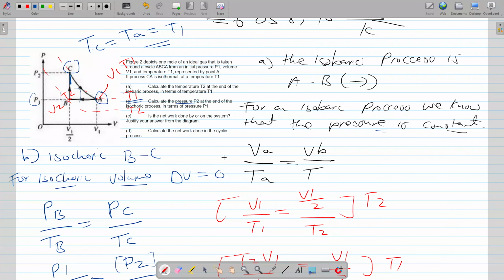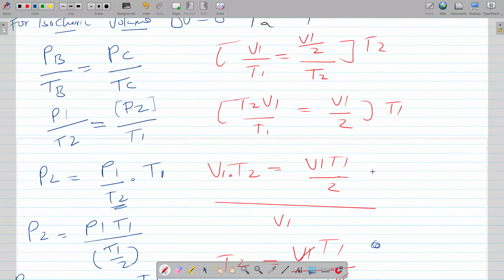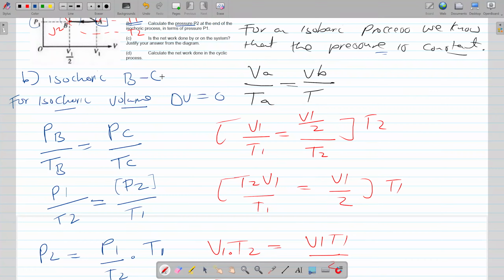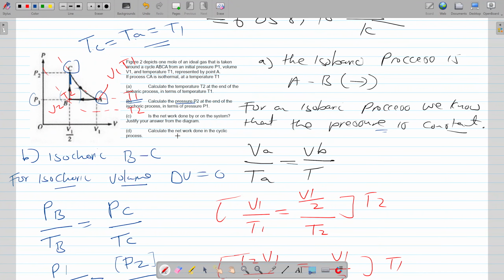So we have our A and we have our B, right? So for our C, we are going to have to do some reasoning. I've seen people do calculations for this, but I'm lazy to do all the calculations. It says, is the work done by or on the system? Justify your answer from the diagram. So for this one here, what I like to do is look at the processes.